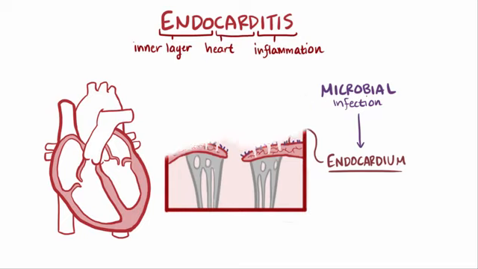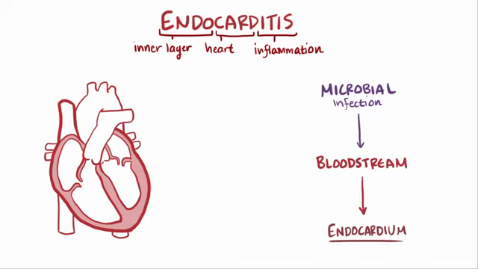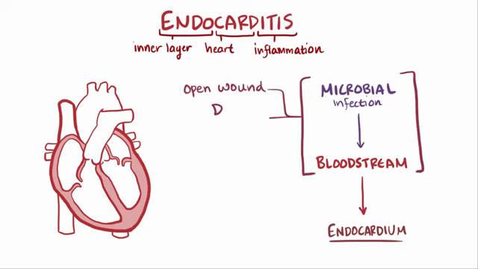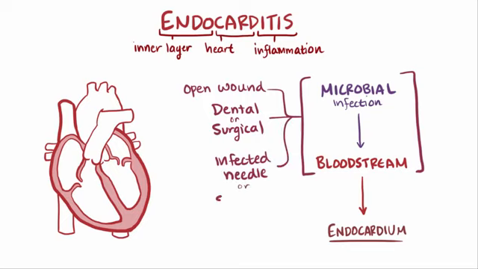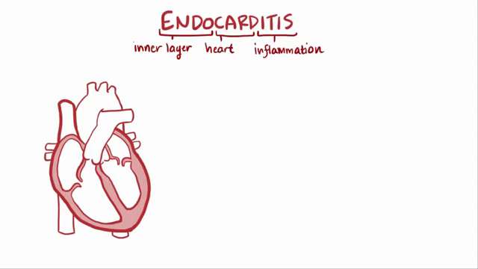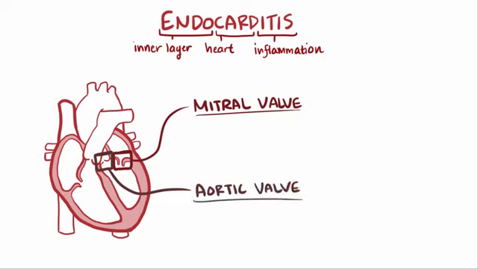Either way, a microbe has to first get into the bloodstream, and that might happen if a person has an obvious open wound or an abscess, a dental or surgical procedure, or injection with an infected needle or infected substance, usually while using illicit drugs. Most often the valves on the left side are affected, the mitral valve and the aortic valve, sometimes due to predisposing conditions like mitral valve prolapse and bicuspid aortic valves, but it really depends on the circumstances.